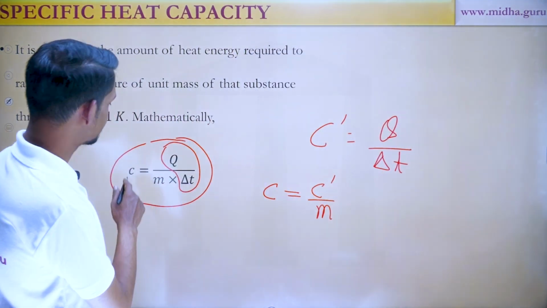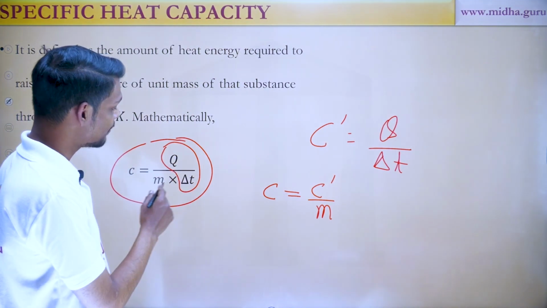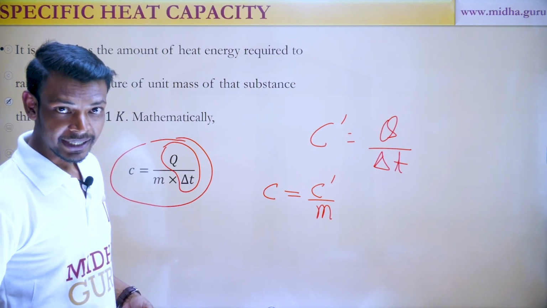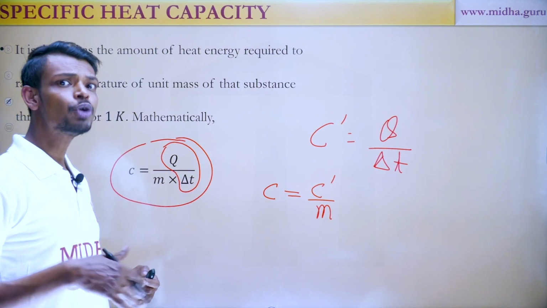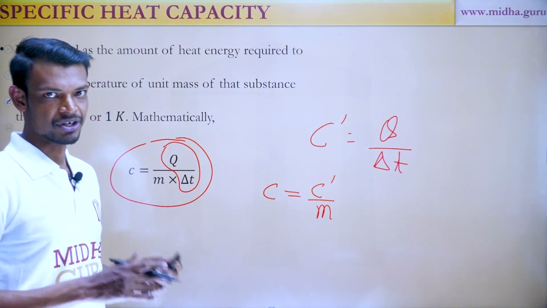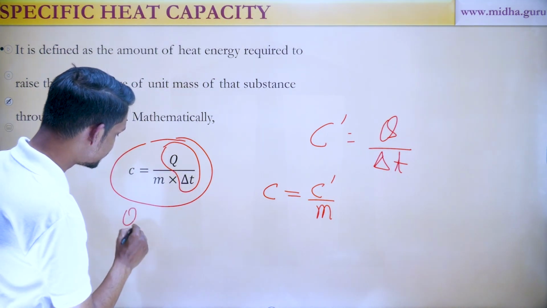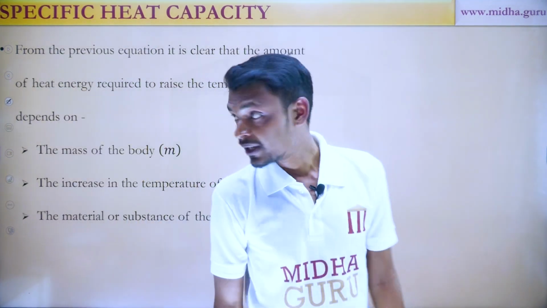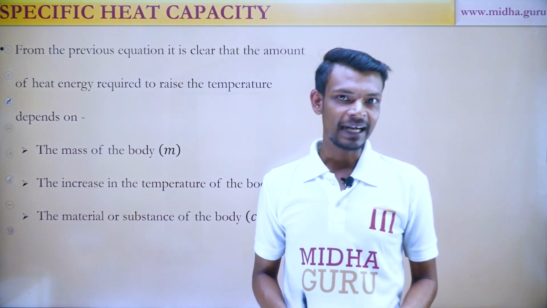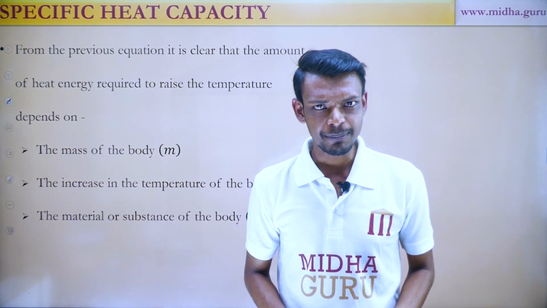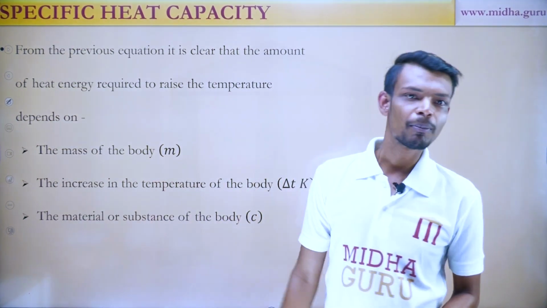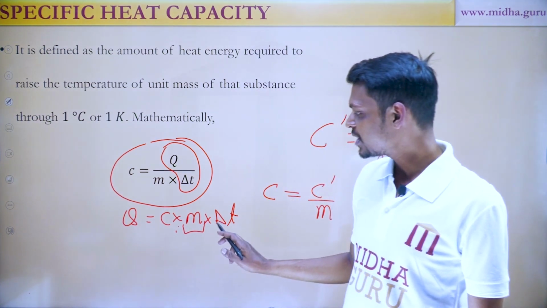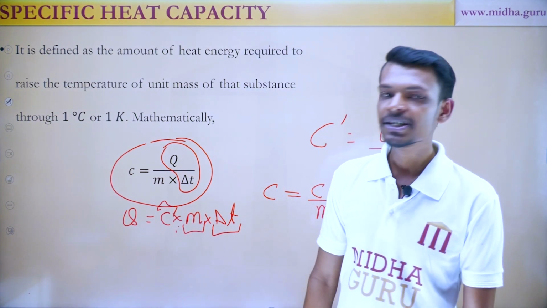Now, we will understand another thing. From this relationship, that is specific heat capacity equals Q by m times delta T, we can actually find out the mathematical formulation of the amount of heat energy that should be supplied to a body to increase its temperature by a certain amount. And this can be rewritten as Q equals c times m times delta T. Next, from the previous equation, we can say that the amount of heat energy supplied to a body depends on 3 factors. First is the mass of the body, which is evident from this relationship, that is Q is directly proportional to m. Next is the change in the temperature of the body, and third is the specific heat capacity.